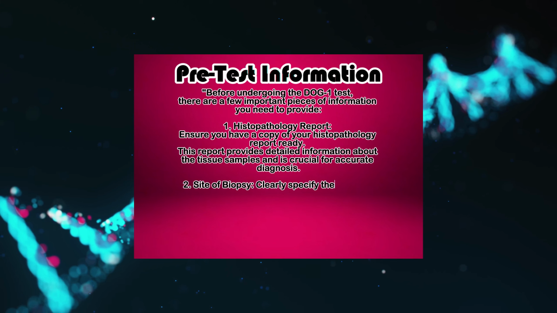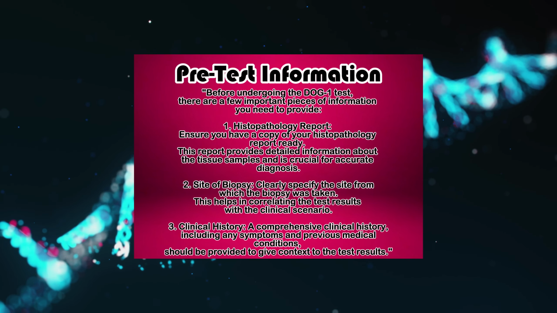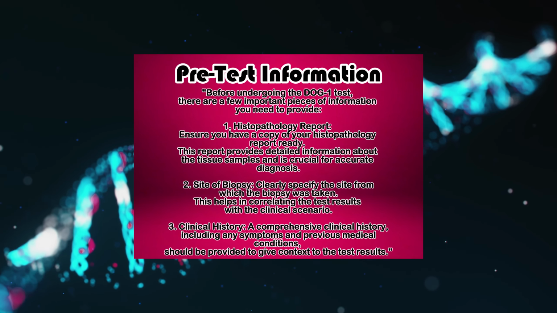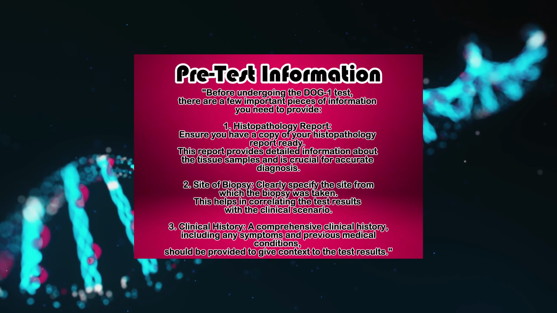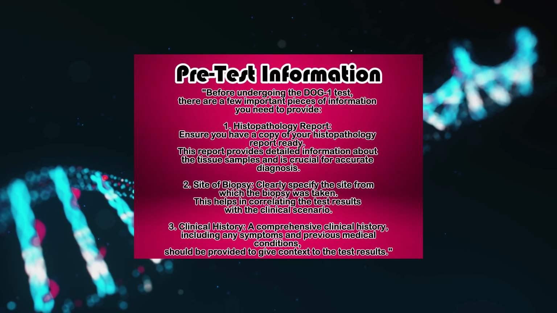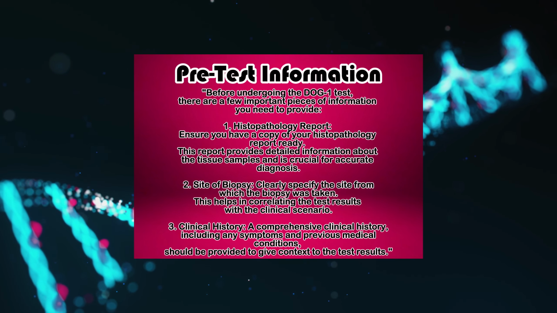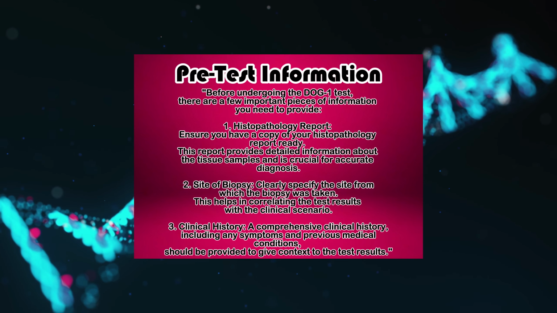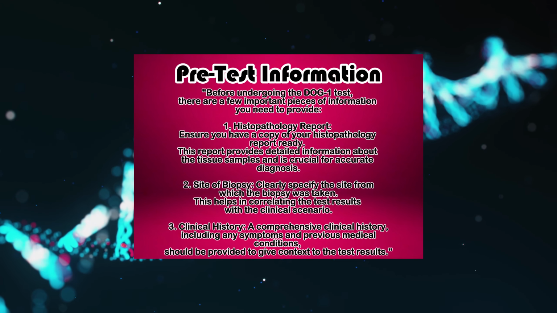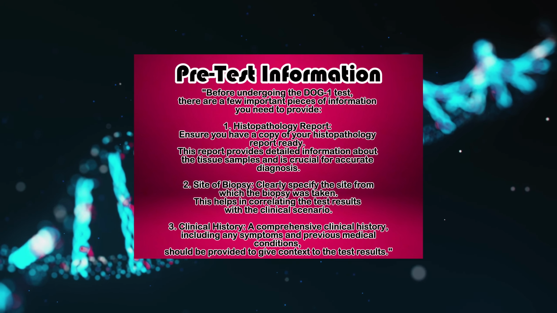Pre-test information. Before undergoing the DOG-1 test, there are a few important pieces of information you need to provide. 1. Histopathology report. Ensure you have a copy of your histopathology report ready. This report provides detailed information about the tissue samples and is crucial for accurate diagnosis.